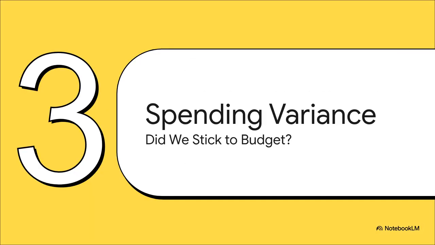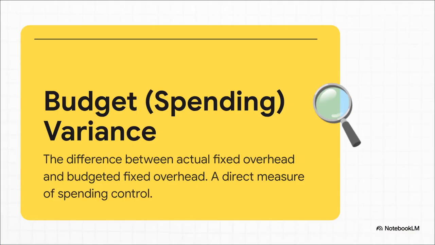Okay, dashboard's calibrated. Let's check our first dial, the spending variance. This one answers that really simple question. Did we stick to the budget or not? The budget variance, or as it's sometimes called, the spending variance, is, well, it's exactly what it sounds like. It is purely the difference between the actual bills you paid and the budget you set at the very beginning of the year. There's no fancy stuff here. It's just about controlling your cash outflow.